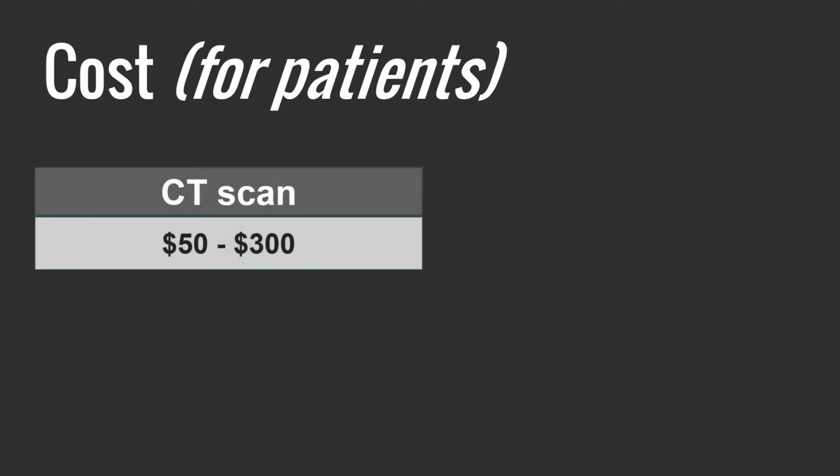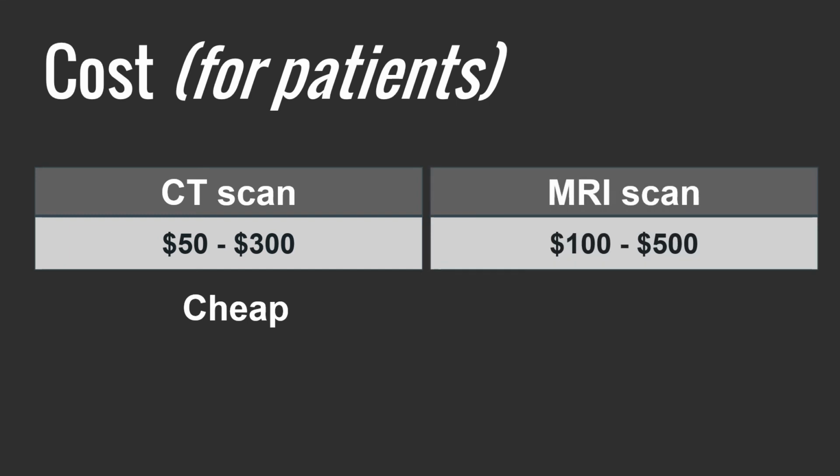In Australia, some practices offer bulk billing and expenses can be rebated from Medicare. A CT scan usually costs $50 to $300, which is cheap compared to MRI, which costs $100 to $500.